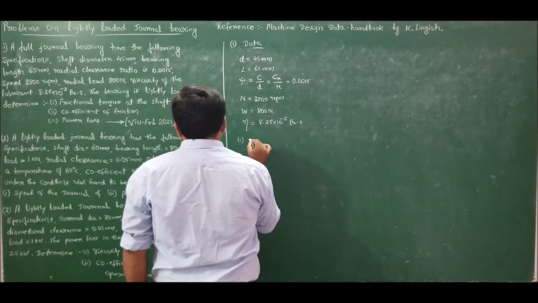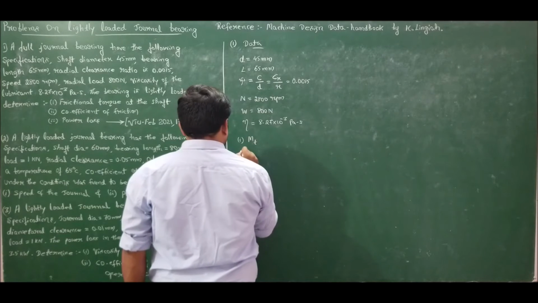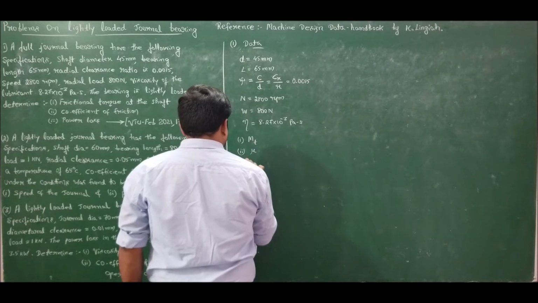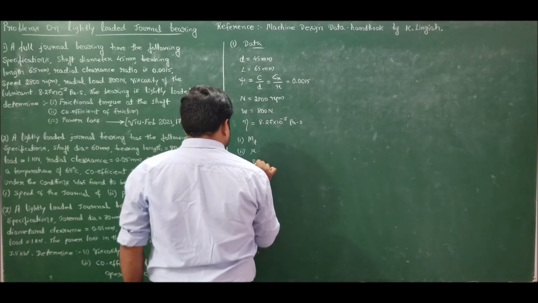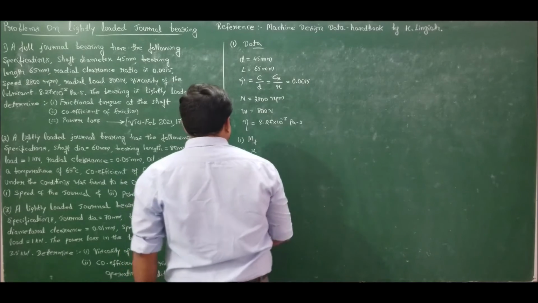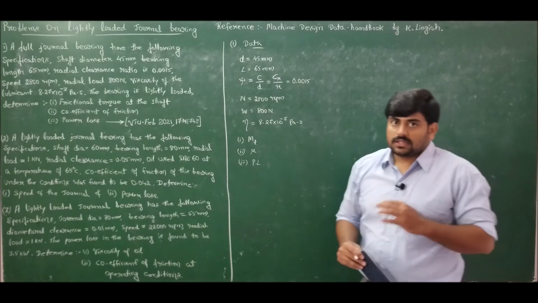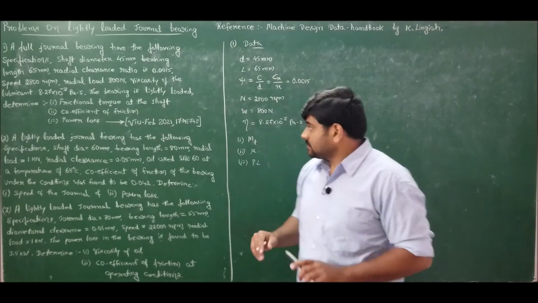First, calculate frictional torque. He is asking us to calculate frictional torque. Second, he is asking us to calculate the coefficient of friction. And third, he is asking us to calculate power loss, that is, power loss due to friction. Now, I am using the Design Data Handbook written by K. Lingaiah to solve numerical problems.